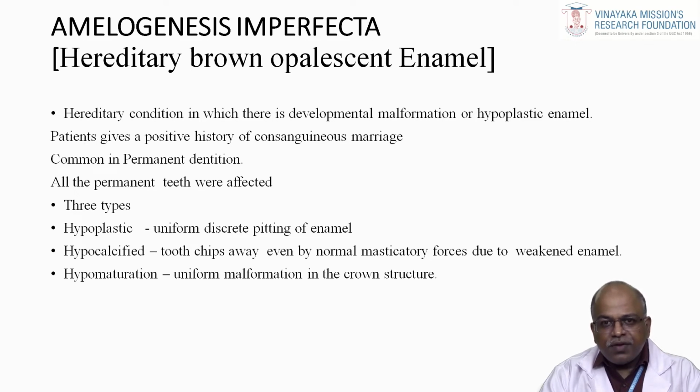There are three types of amelogenesis imperfecta, namely the hypoplastic type, where we can see uniform discrete pitting of the enamel. Hypocalcified type: in this type, the tooth chips away even by normal masticatory forces due to the weakened enamel. Hypomaturation: uniform malformation in the crown structure.